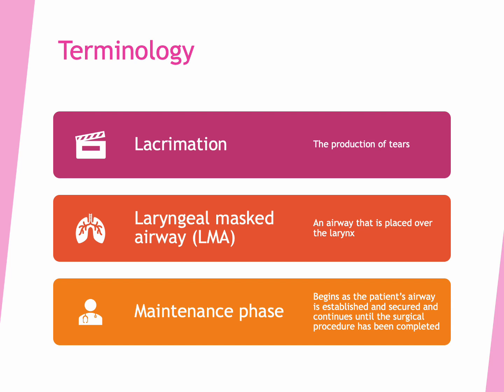And then lastly here, I apologize, a bit out of order, is the laryngeal masked airway, or LMA, which is an airway that is placed over the larynx. So it sits on top of the larynx. It does not go into the trachea. So we'll talk about each of these in a bit more detail as well.